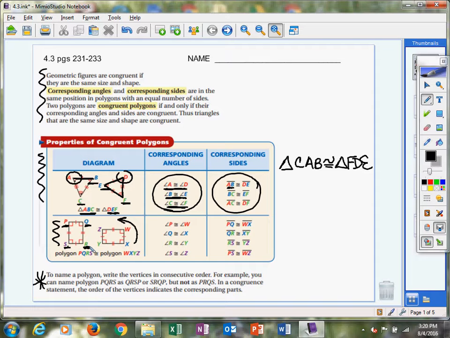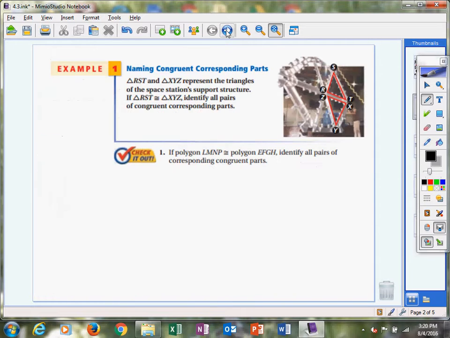As long as they are consecutive and you're not skipping around, it doesn't really matter the order of the letters. They have to be in consecutive order. Underline that for me, okay? Consecutive order. Do not skip. Okay. Flip your page. Let's look at our example together.